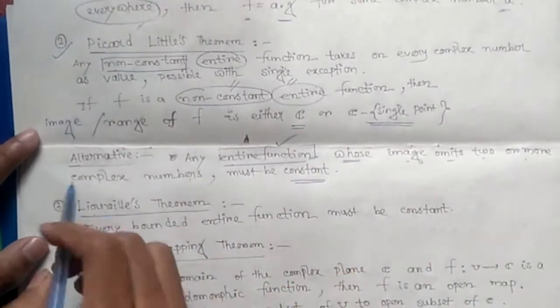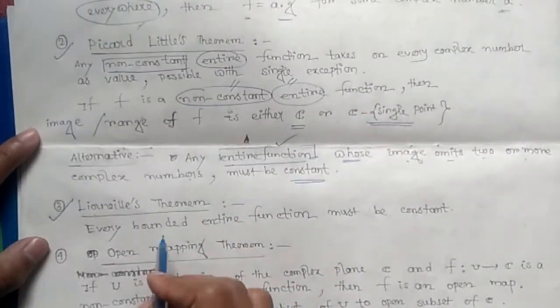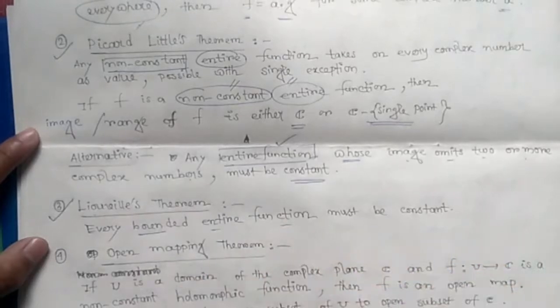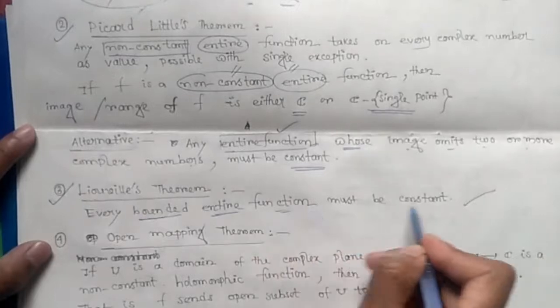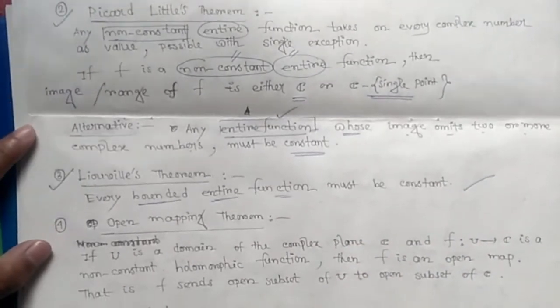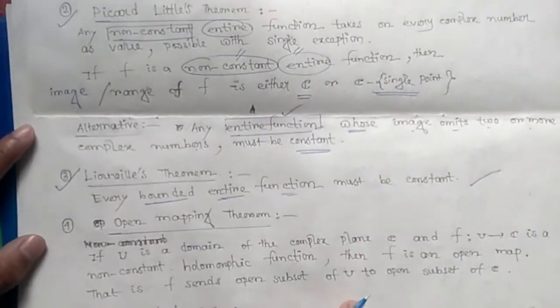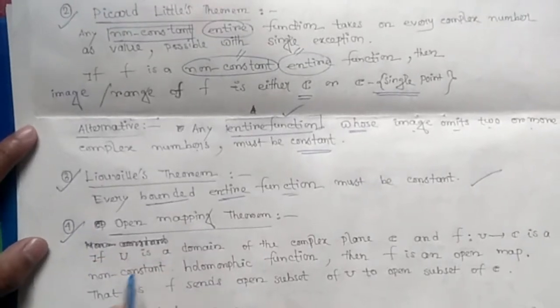Number three, Liouville's theorem. Every bounded entire function must be constant. Everyone knows this theorem. Every bounded entire function must be constant. Now, number 4 is the open mapping theorem.